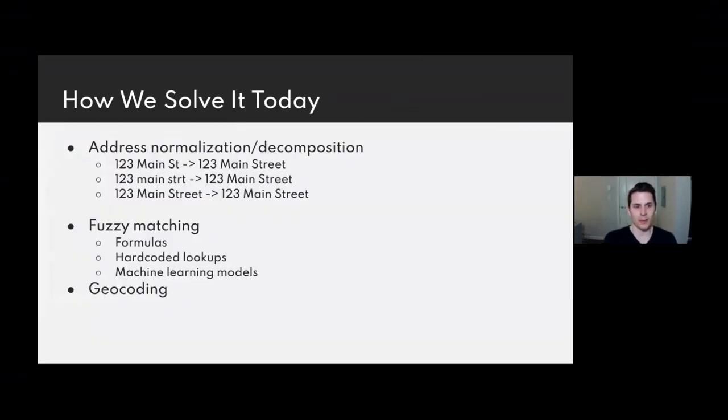So the way we do this today is we normalize and potentially decompose the address, getting rid of misspellings, fixing capitalization issues, and then we implement some sort of fuzzy matching, such as formulas, hard-coded lookups, and some people go a little bit more sophisticated using machine learning models. The key is that this is all done in-house, and it's just a large amount of replicated, duplicated effort.